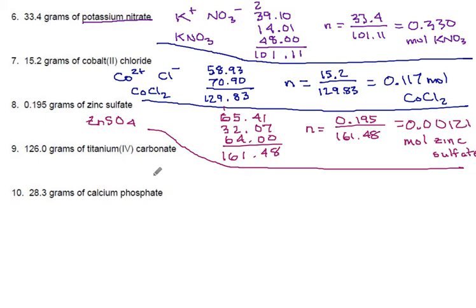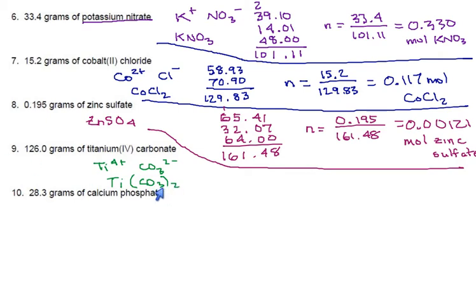Okay, titanium 4 carbonate. Titanium is Ti. They're telling us it has a +4 charge. Carbonates are CO3 2 minus. It'll take 2 carbonates to match the charge on a titanium, so our formula is Ti(CO3)2. 1 titanium, 2 carbonates. That means as far as atoms, we have 1 titanium, 2 carbons, because this 2 applies, and 6 oxygens, because this 2 applies again.